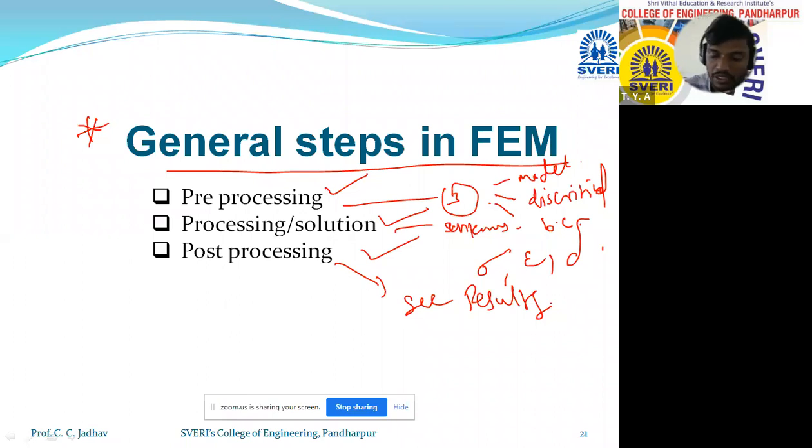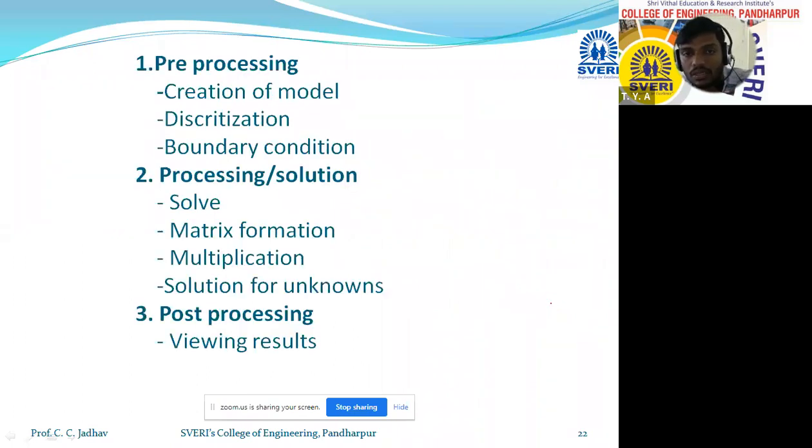Okay, so next, this is what I have already discussed with you. The three conditions consist of the pre-processing, creation of the model, discretization, then boundary conditions, and then solution: solve, matrix formation, multiplication, solution for unknowns, and lastly viewing the results. Okay, so we have completed the first 3 points.